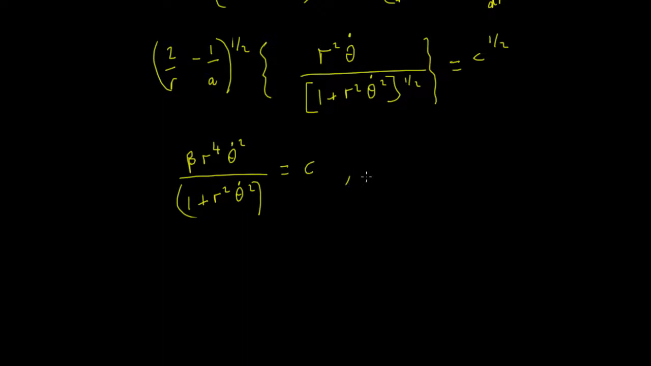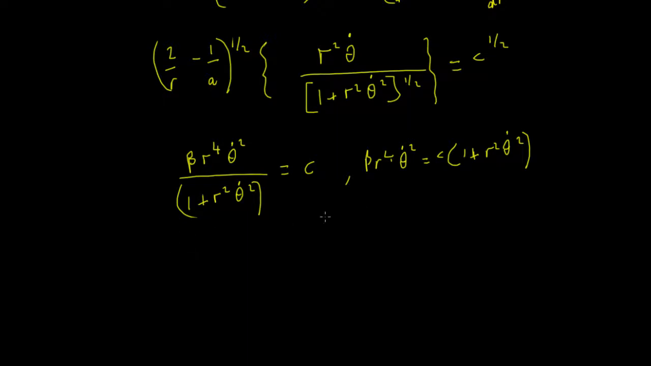So you're going to end up with beta r to the 4 theta dot squared equals c times 1 plus r squared theta dot squared.